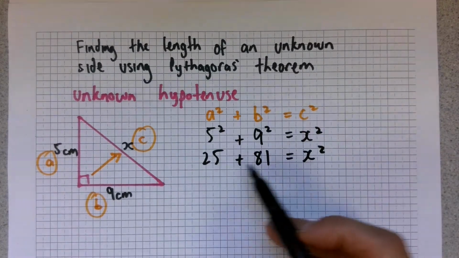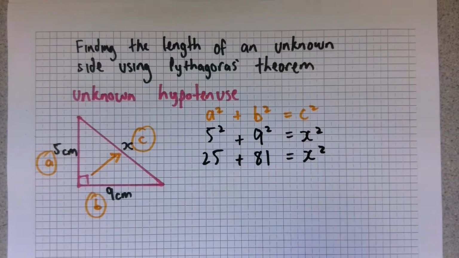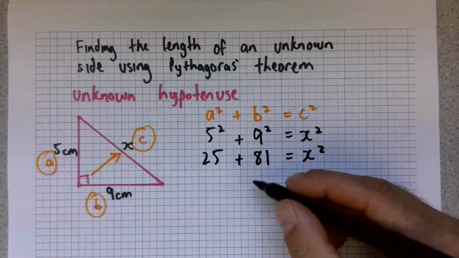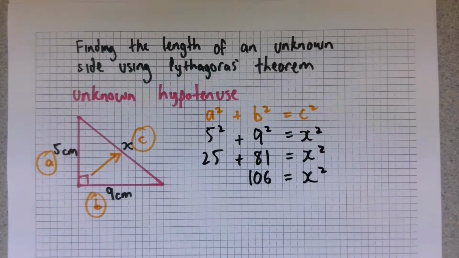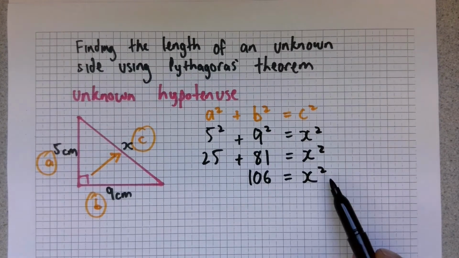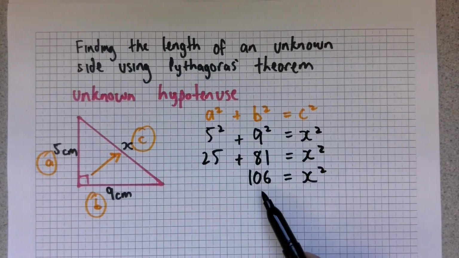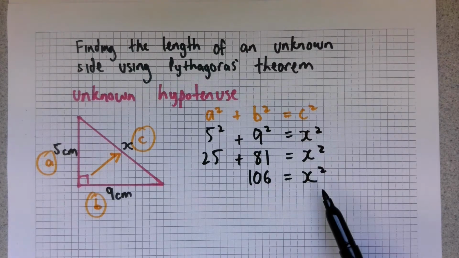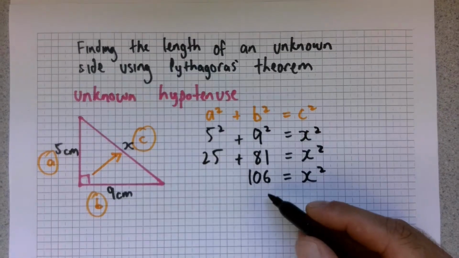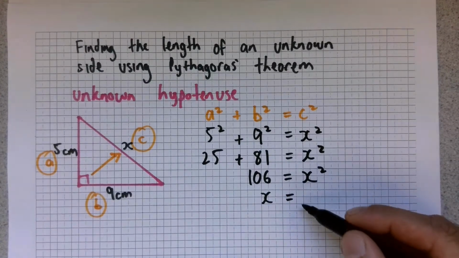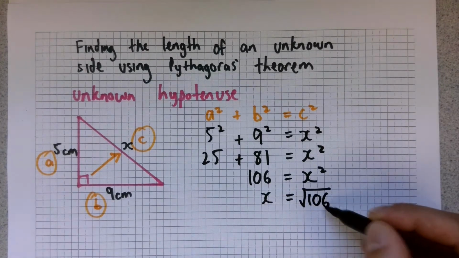Then we can simply add these two numbers together, 25 plus 81, is 106. So we're at this point where 106 is equal to x squared, or a number times by itself is equal to 106. Now that's not a whole number. If you know square numbers, 106 isn't a square number, but we can use a calculator to work that out. So the correct working out to show would be x is equal to the square root of 106.